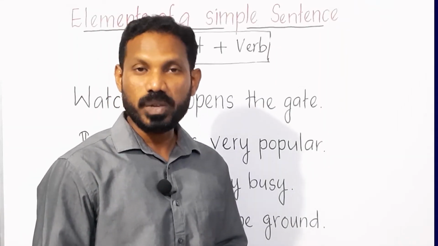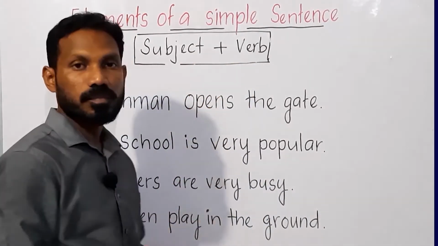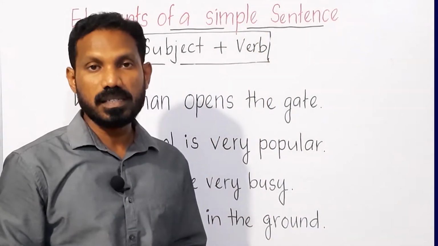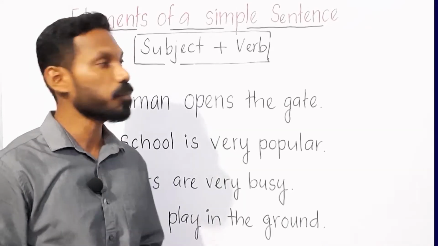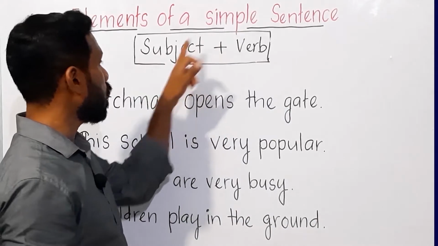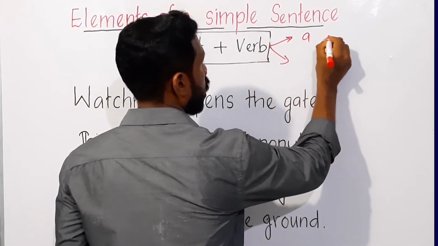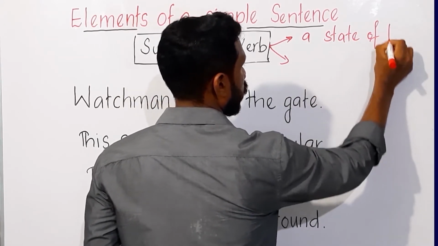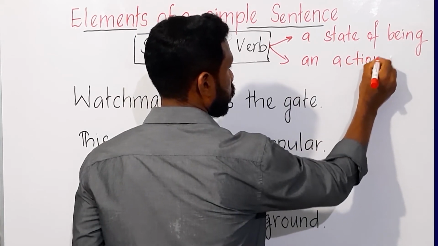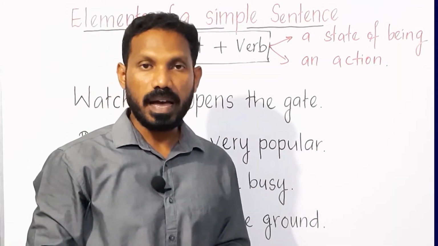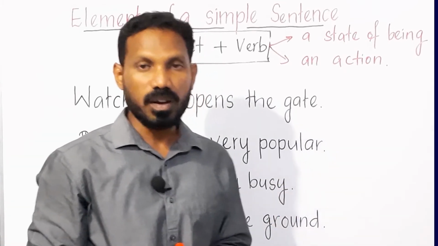Now let's understand it with the help of a few examples. Before that, I would like to remind it again. Subject plus verb is the basic structure of a simple sentence, and subject is about whom or which we speak something, and verb is what we speak about the subject, and that can be a state of being or an action. Now, what is this state of being and action? We will learn in the coming sections. Don't bother about it. Now, let's come to the examples.